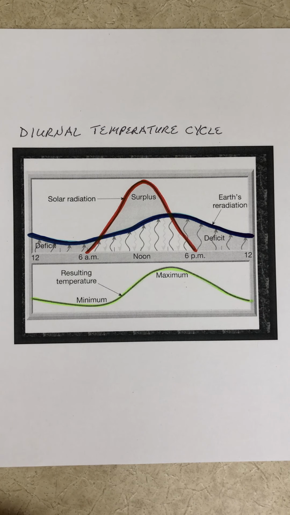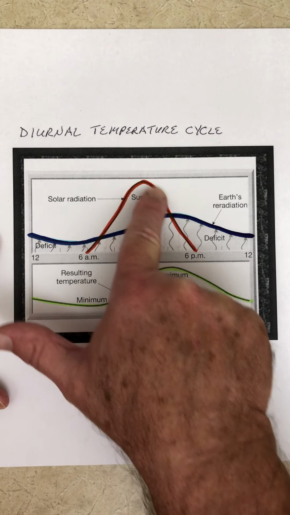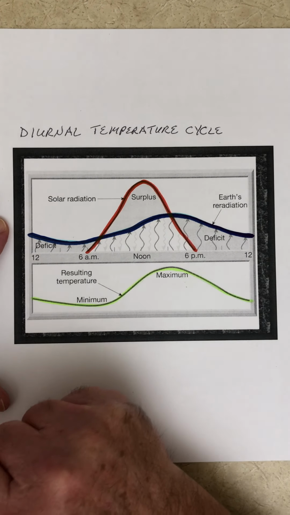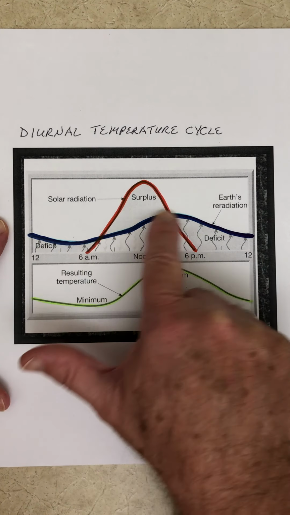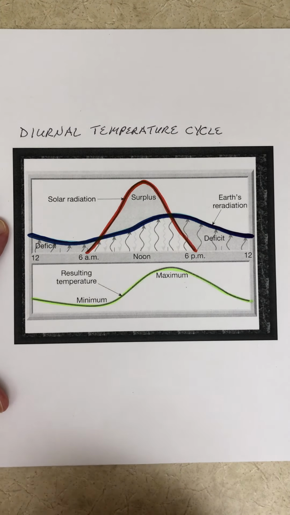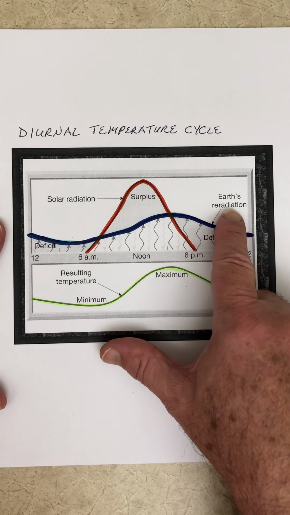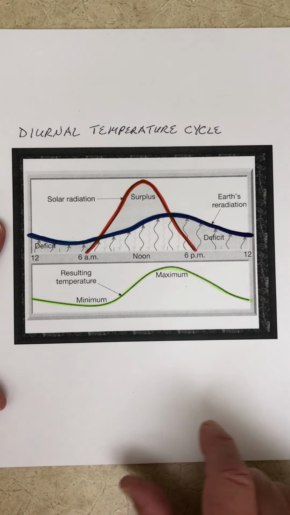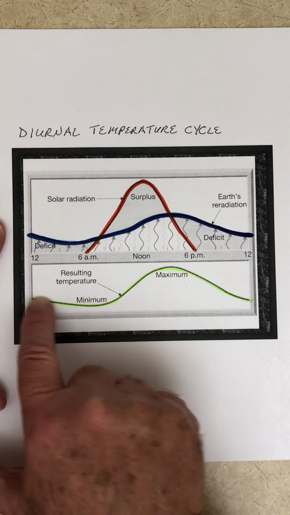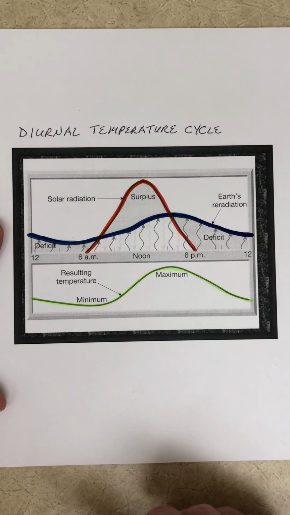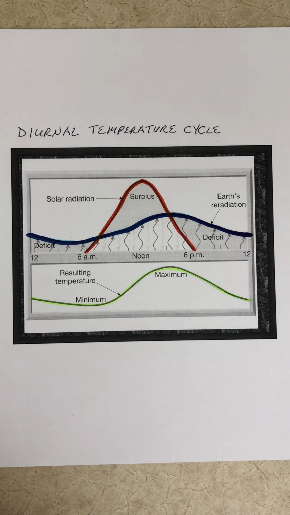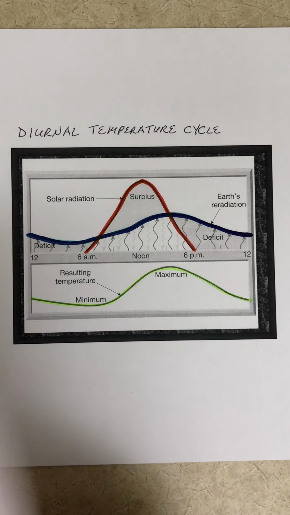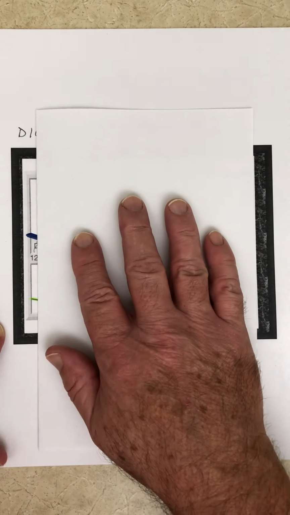And just want to indicate that the red line first is the incoming solar radiation curve. The blue line is the outgoing terrestrial radiation, infrared radiation being emitted by the Earth's surface. The green line here is the resulting temperature between the two. Okay, so let's go through this figure now that we've defined what all these different colored lines are. And so let's just go throughout the night.